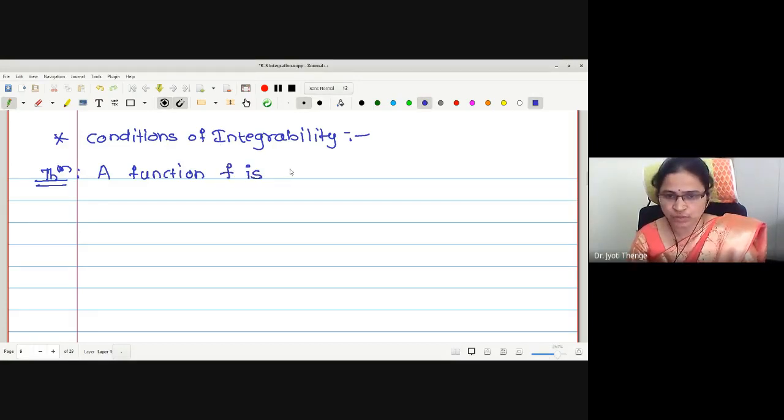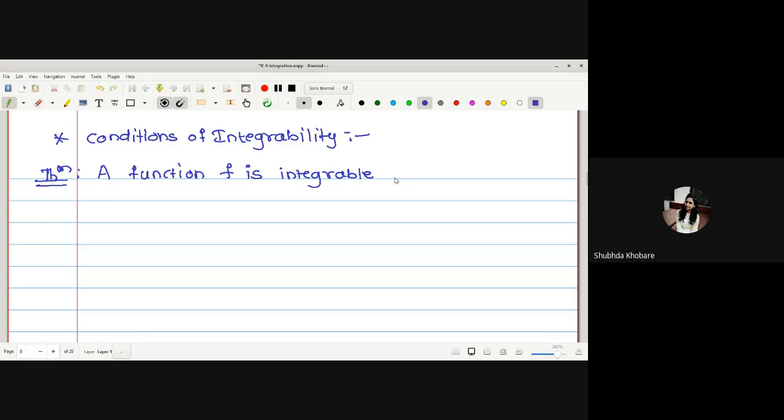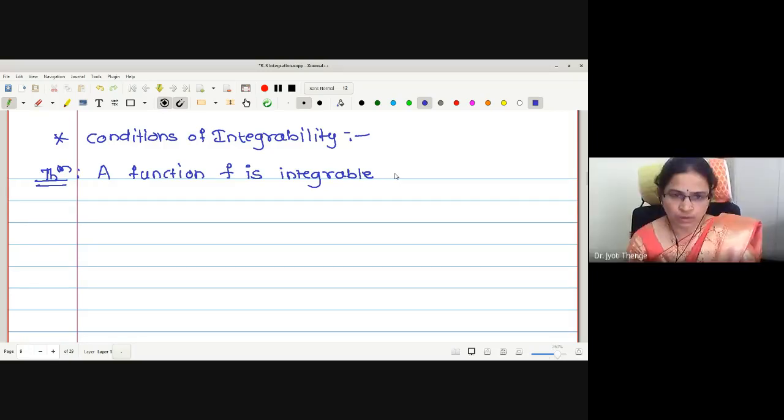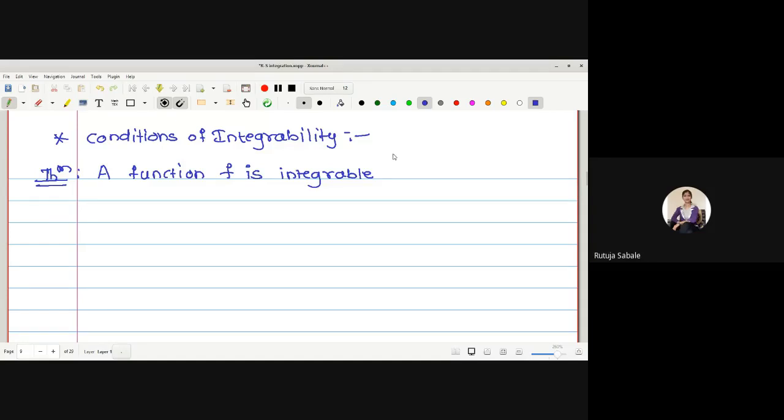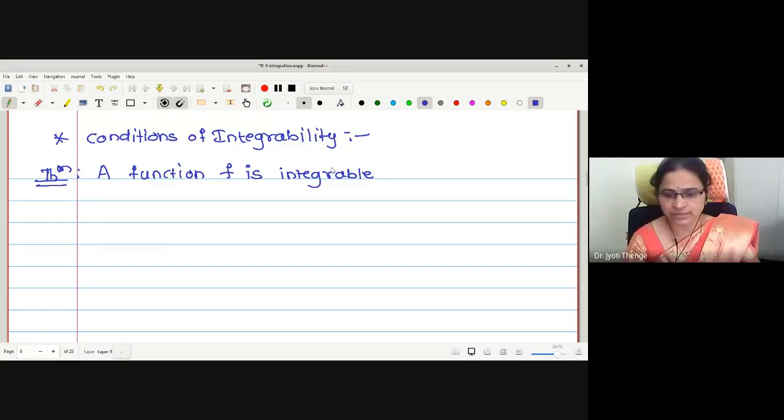Hello students, am I audible? Upper and lower integral must be equal. Okay, that is the definition. What is the condition? U P f minus L P f is less than epsilon. The same we are going to prove.